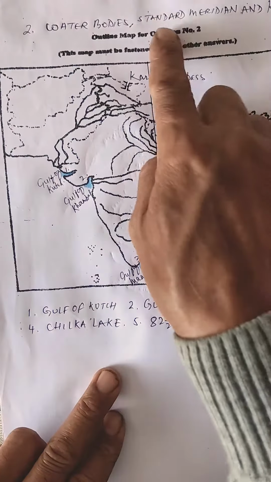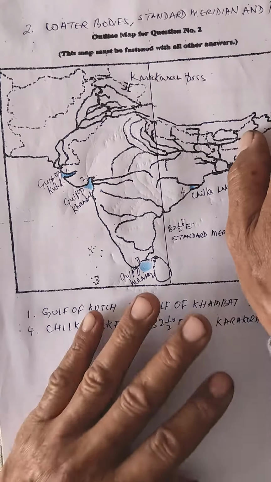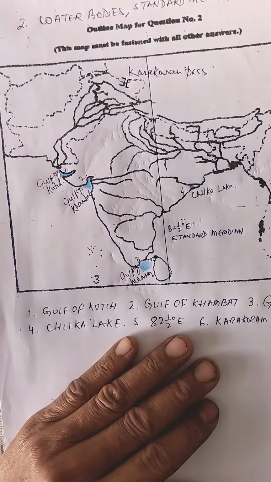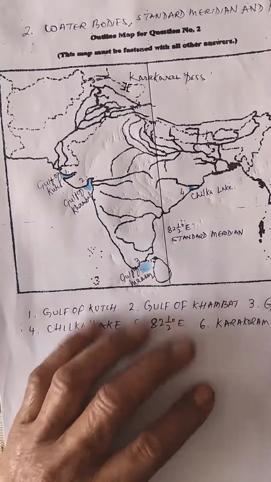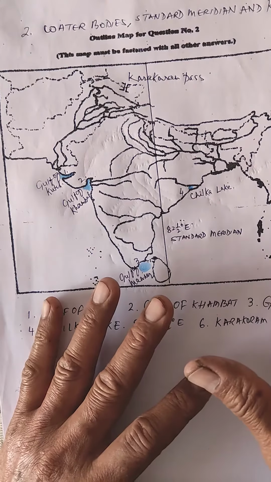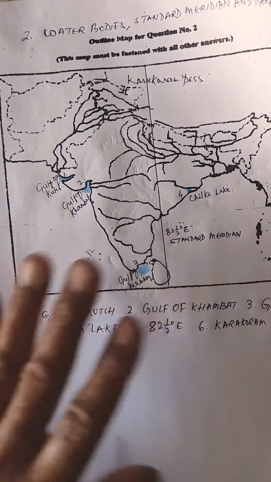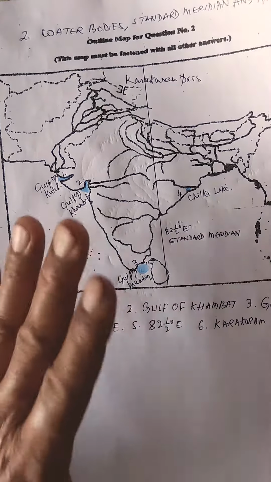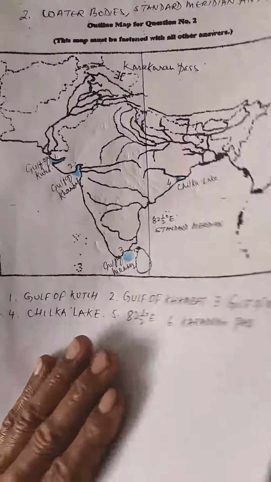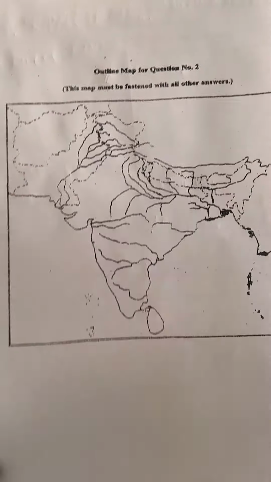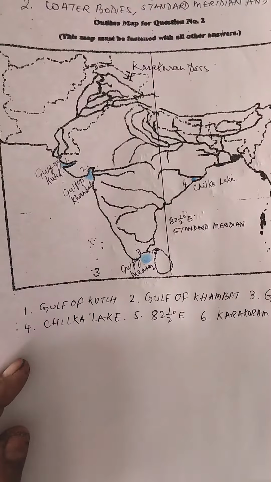So in this map, I am showing the water bodies, the standard meridian, that is 82.5 degree east, and the Karakoram Pass. Okay, this is map 2. You have to have these names and the outline map of India, and without seeing this, you label it and see the corrected one yourself. When you practice, you cover it like this. You have the syllabus, label it randomly here, and check yourself against the verified paper. Okay, so this is the second map.